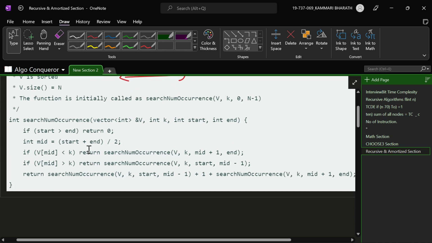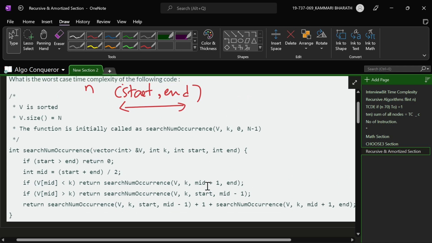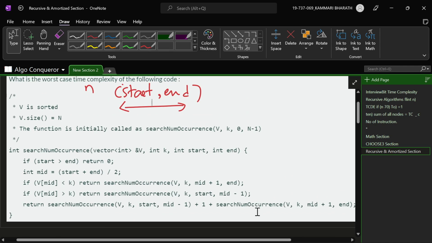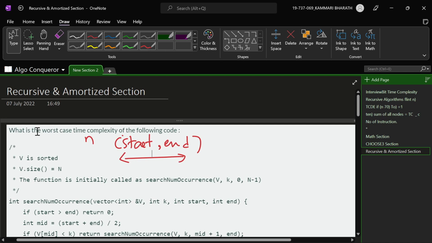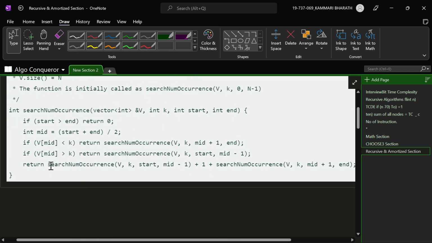Now what are we doing? We are calculating the mid value, and we are either calling the left half, or calling the right half, or calling both. This is the worst case. We are calling both halves. So we are asked to calculate the worst case time complexity. So we'll consider the worst case, which is the last case.